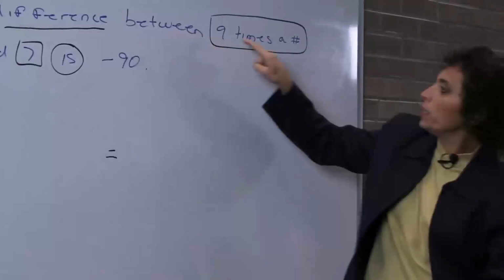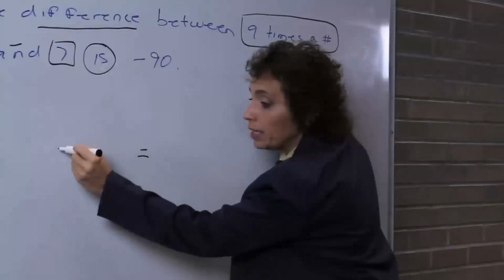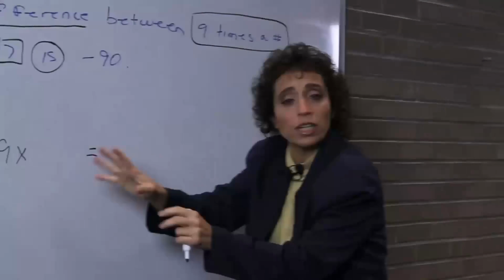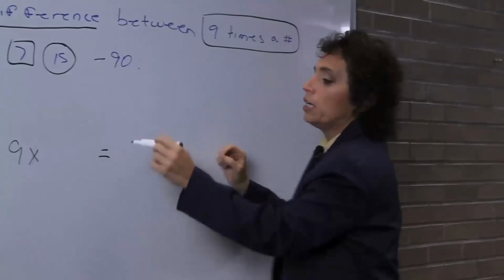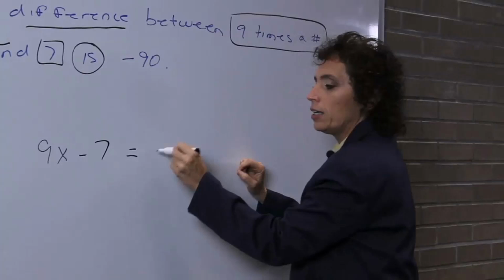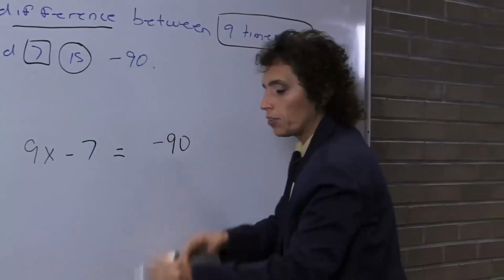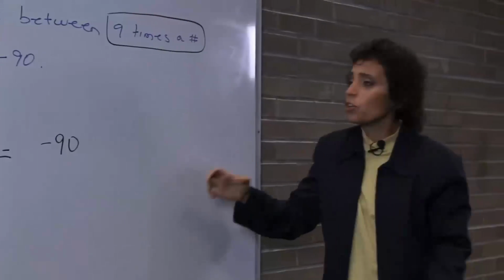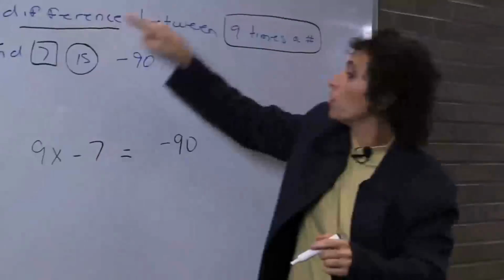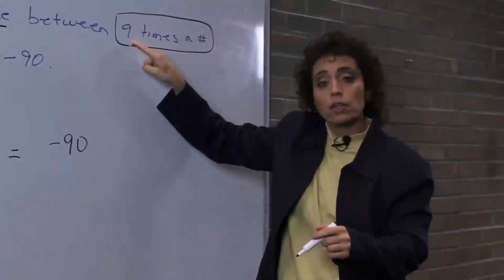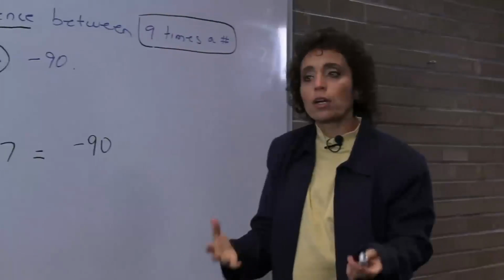So the difference between 9 times a number, that would be 9 times a number. Remember, we don't need a parentheses or a dot, because as long as there's no symbol in between, it means multiplication. And 7 is negative 90. And that's it. And that's that in symbols. So again, there's no operation followed directly by an operation, because this operation is followed by a number. Okay? All right.